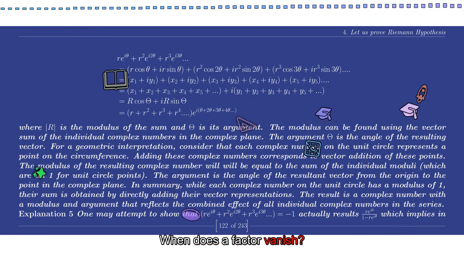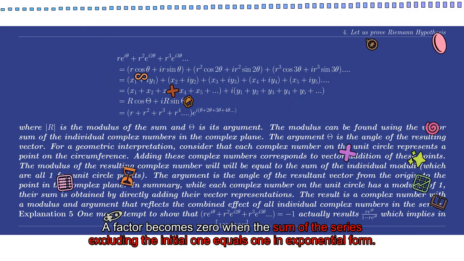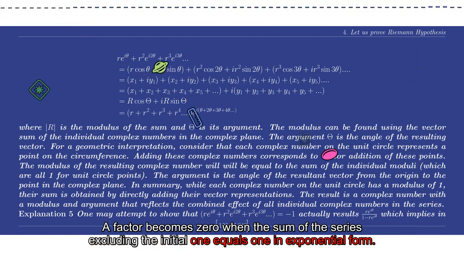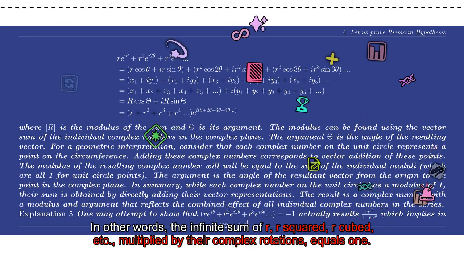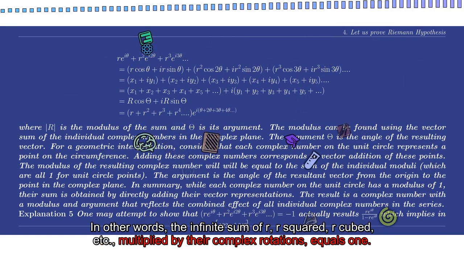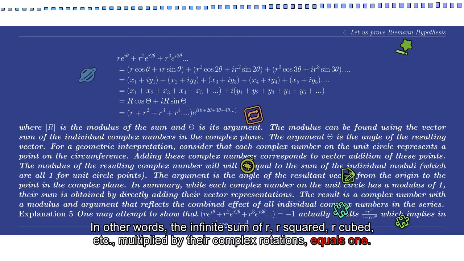When does a factor vanish? A factor becomes 0 when the sum of the series excluding the initial 1 equals -1 in exponential form. In other words, the infinite sum of r squared, r cubed, etc. multiplied by their complex rotations equals 1.